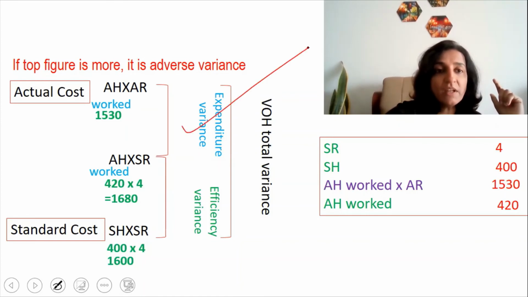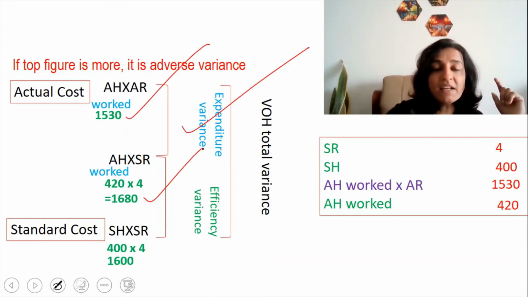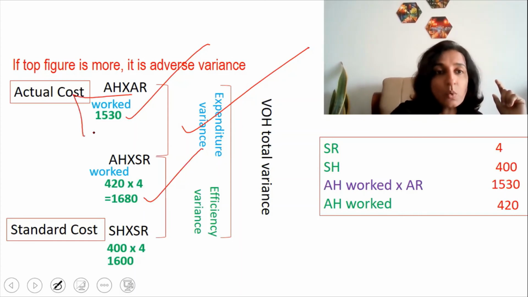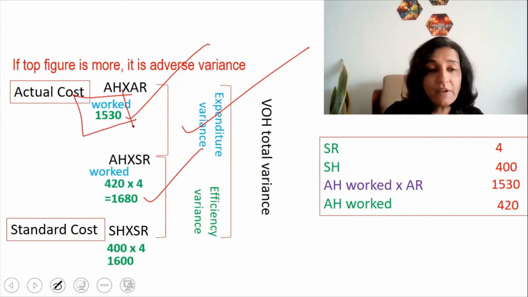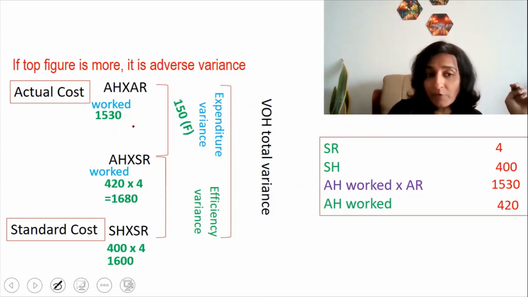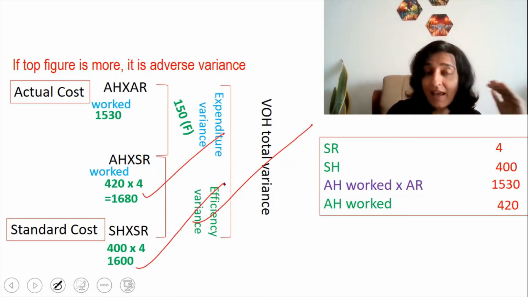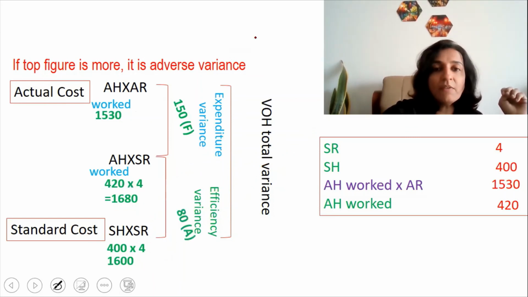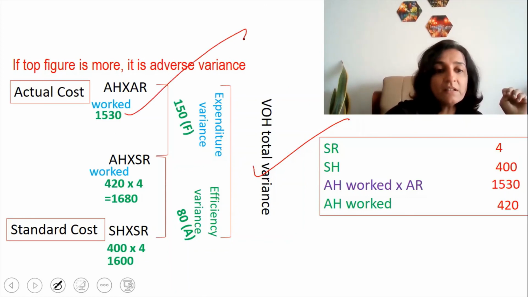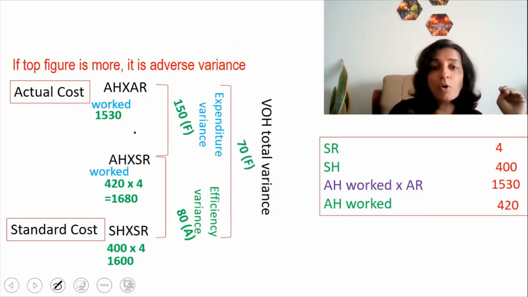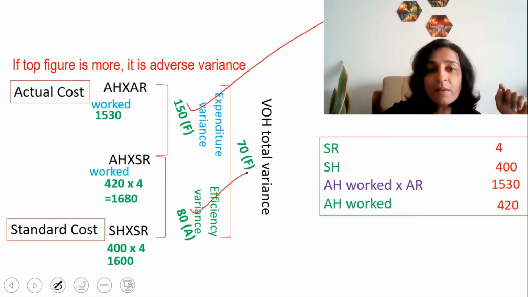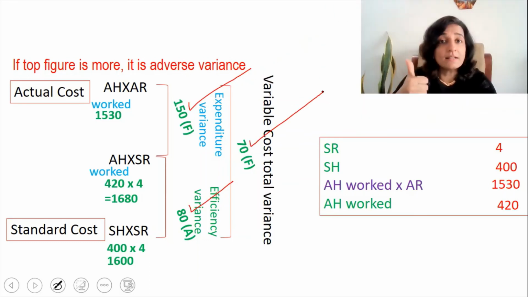Now coming to the expenditure variance, it is $1,530 minus $1,680. So since the top figure is less, it is a favorable variance of 150. Next, coming to efficiency variance, it is 1,680 minus 1,600. And since the top figure is more, it is an adverse variance of 80. And variable overhead total variance, it is 1,530 minus 1,600. And since the top figure is less, it's a favorable variance of 70. If you cross-check, 150 favorable plus 80 adverse gives an amount of 70 favorable. So our answer is right.